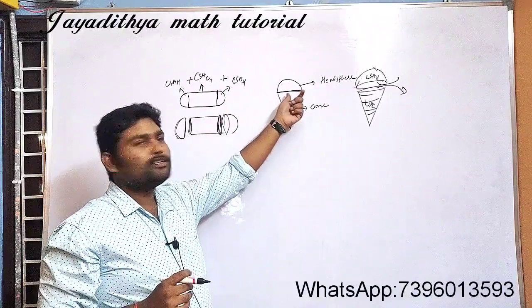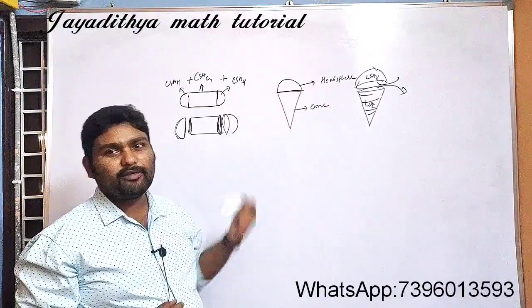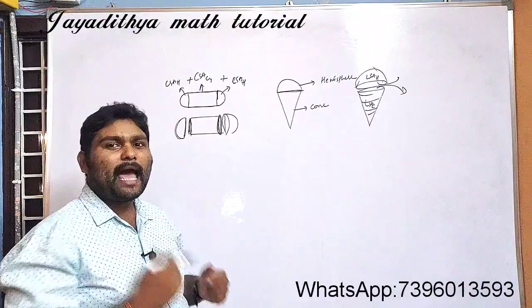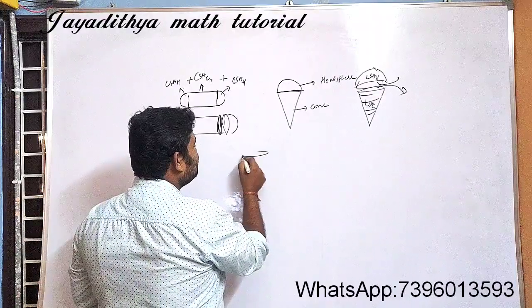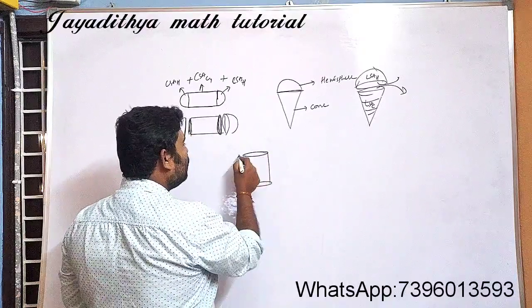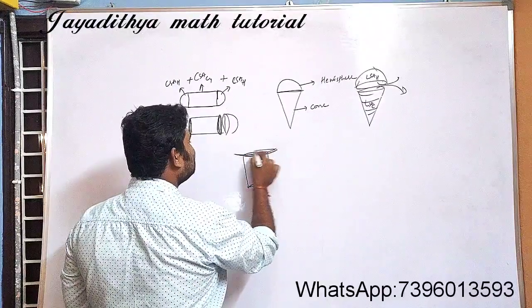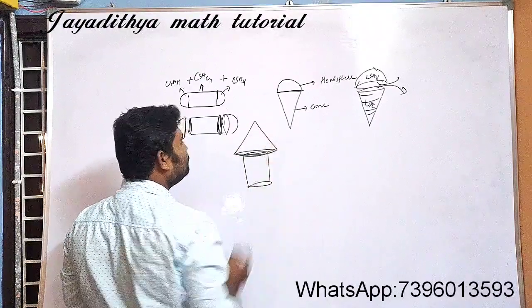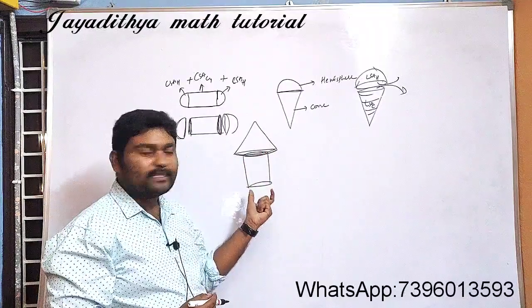Here also the radius of the hemisphere and radius of the cone are equal. So in this case it will be like that. But sometimes you will be having some more problems, for example, there will be a cylinder, and on this there will be a cone whose radius is more than the cylinder. So sometimes the figure will be like this.